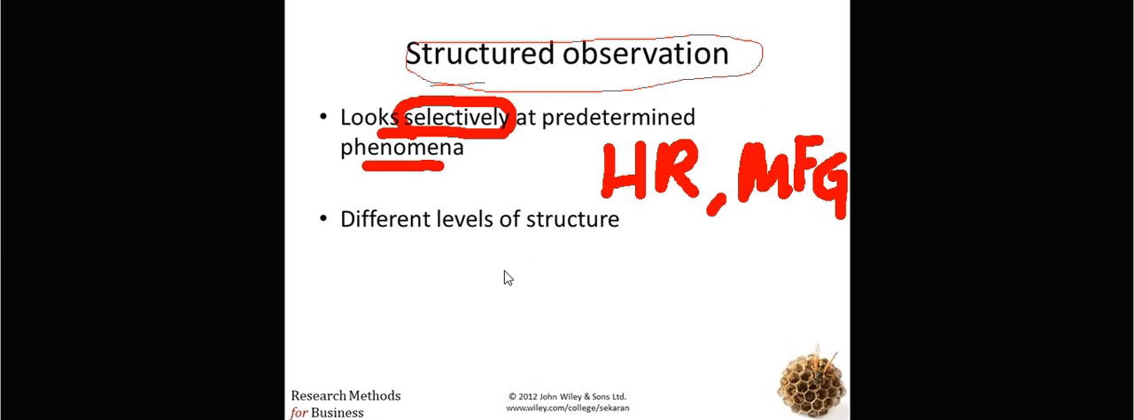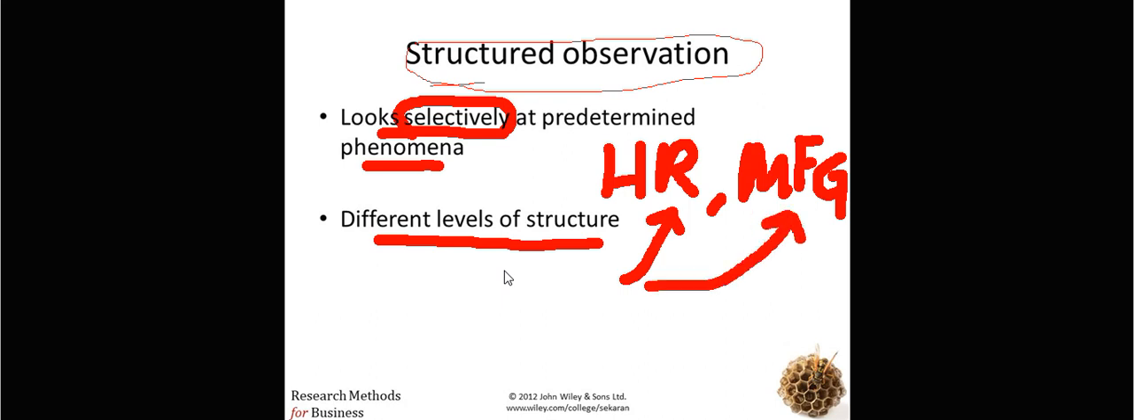Then kita lihat there's different structure, maksudnya adakah kita melihat pada HR ataupun kita lihat pada manufacturing. Ini bergantung pada isu yang kita ada. Okay, in case kita ada masalah absenteeism, kita nak selesaikan isu itu.